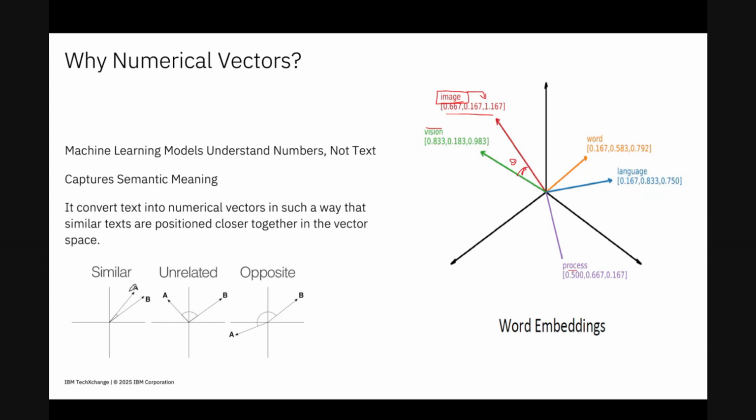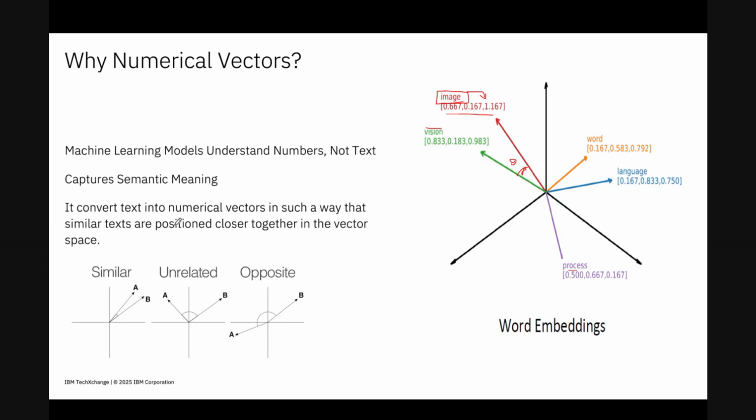So here I have also included one image: if the angle between vector A and vector B is small, it means they might be similar. If the angle between vector A and vector B is around 90 degrees, we can say they are unrelated. And if the angle is 180 degrees, it means they are opposite to each other. So in this way, it will also capture the semantic meaning.